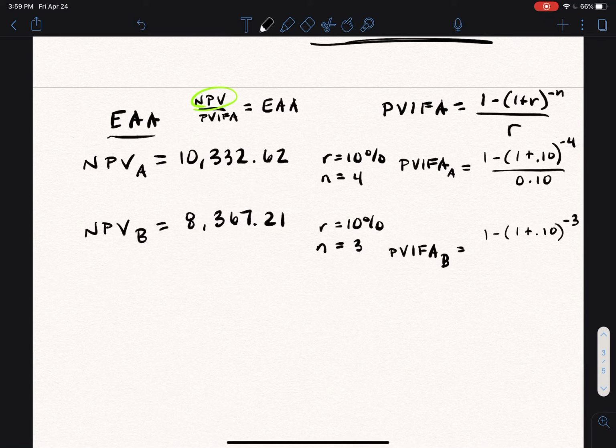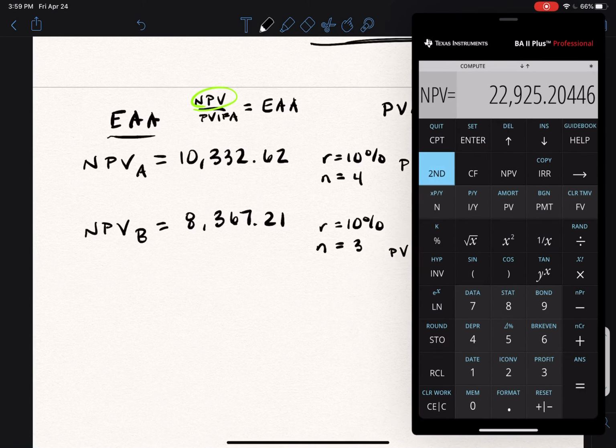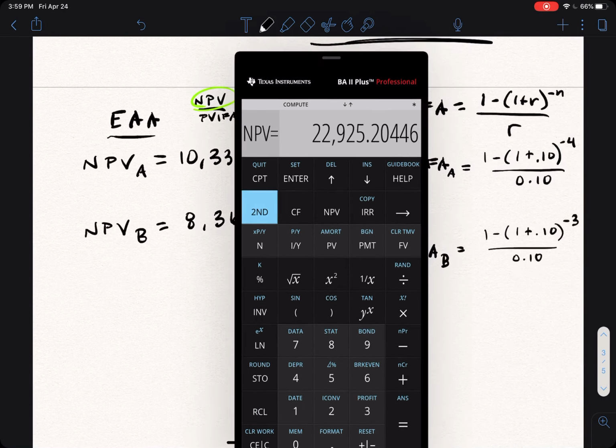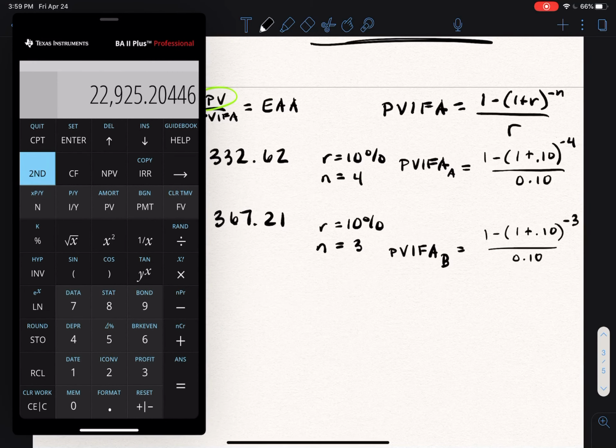Negative 3 over. And these are the two things that we have to solve. Very, very quick and easy, right? Quick and painless. So let's pull out our calculator. Let me move it over here so we can see our formula. We're going to clear that out.